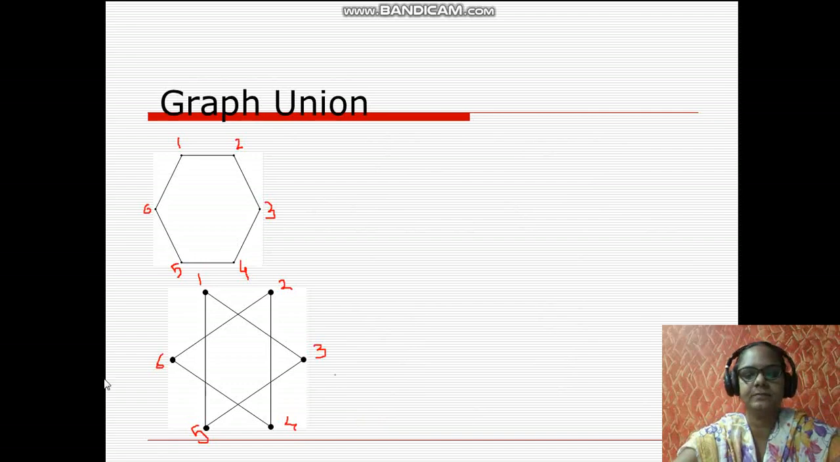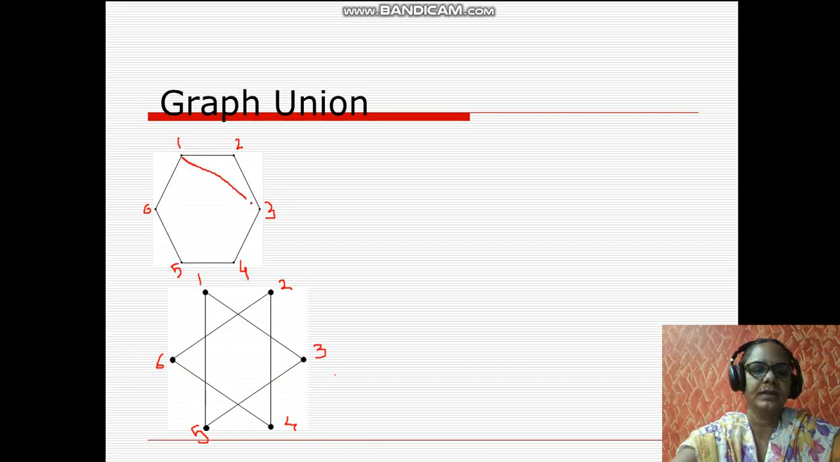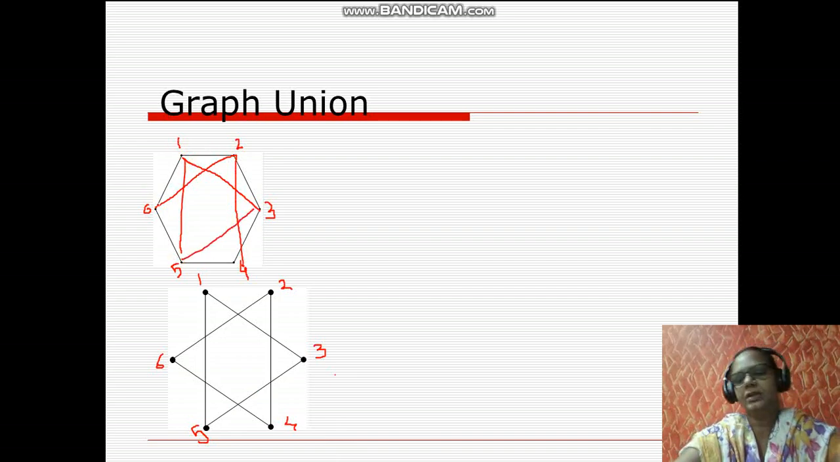So this is an assignment. You place this entirely on top of this, meaning there is this edge as well as the edges from 1 to 3 and 1 to 5. So I'll just draw this again. After this you will get 1 to 3, 1 to 5, 2 to 6 and 2 to 4 and 5 to 3. So this is our graph, which is the union graph.